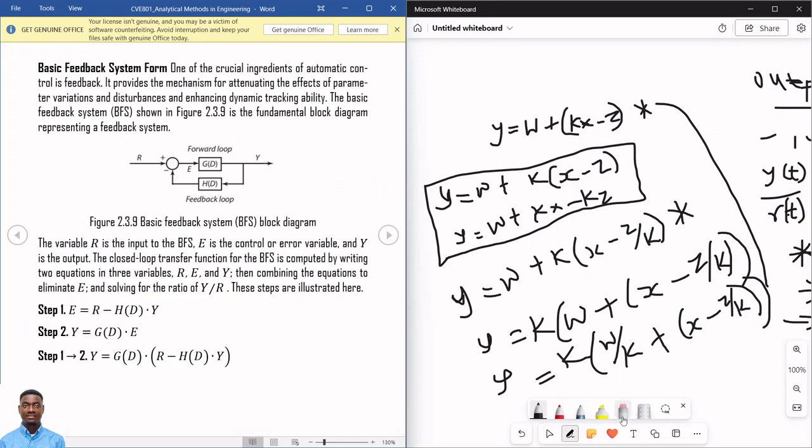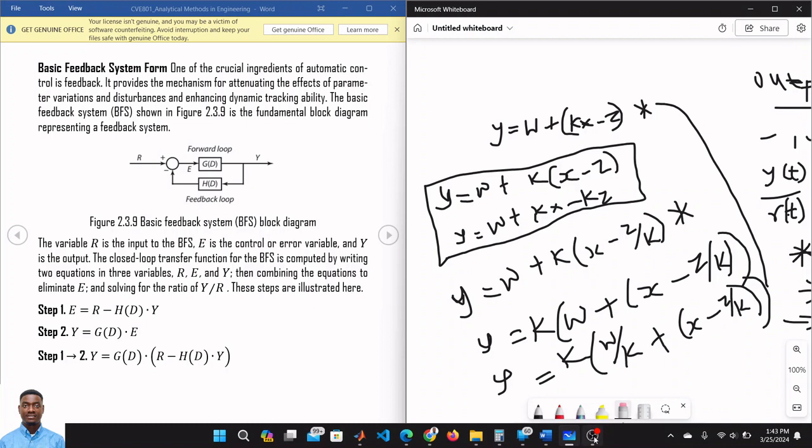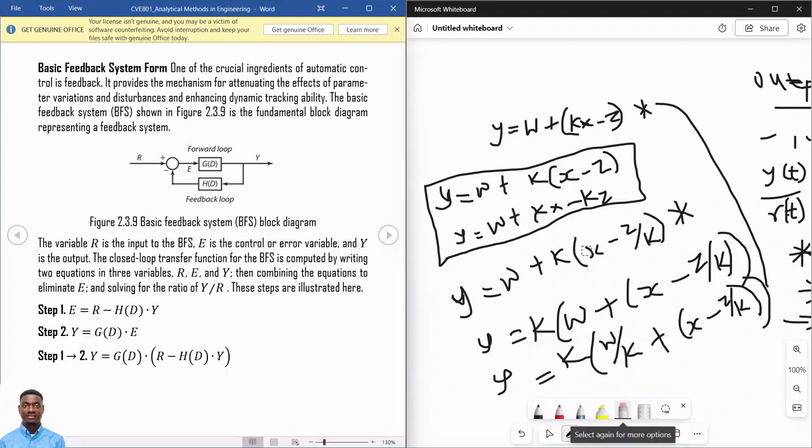So let me just rub this and we move on. This will be the end of this first part of this class. In the next class we'll be looking at the basic feedback system and how we can use these manipulations that we talked about to minimize our blocks.